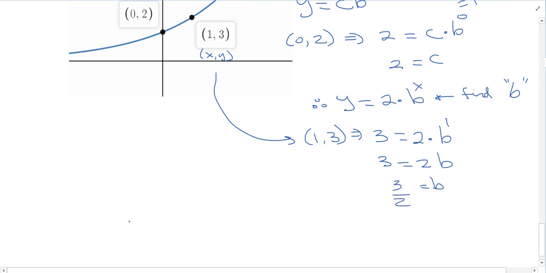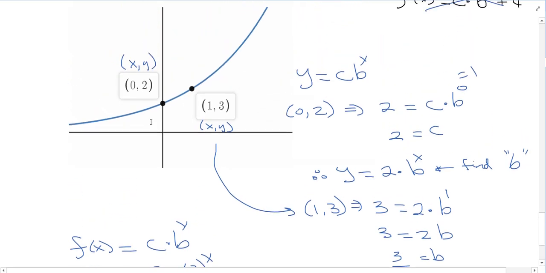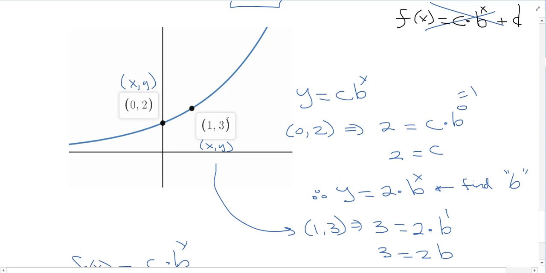And so our formula for this function would be f of x equals c b to the x. Our c is 2, and our b is 3/2. So this will be 3/2 to the x. And that would be the equation of this particular function that is graphed.